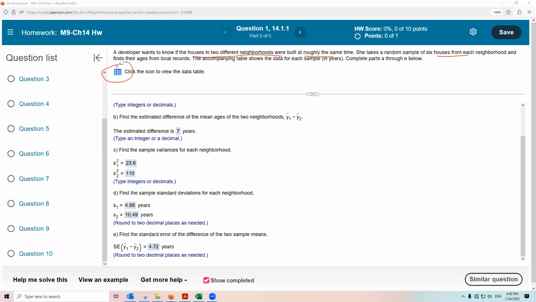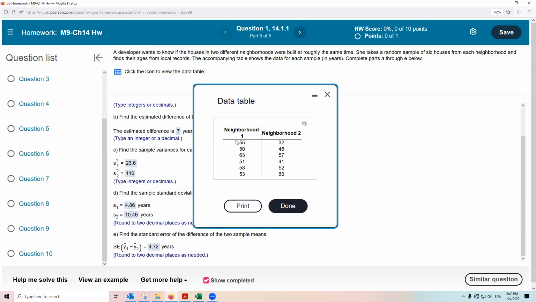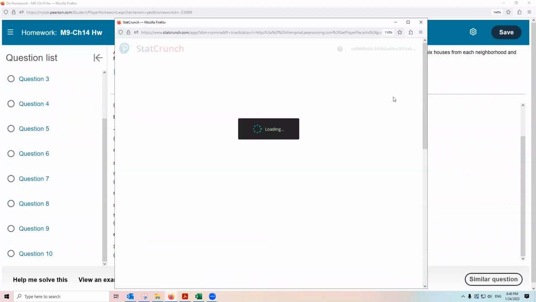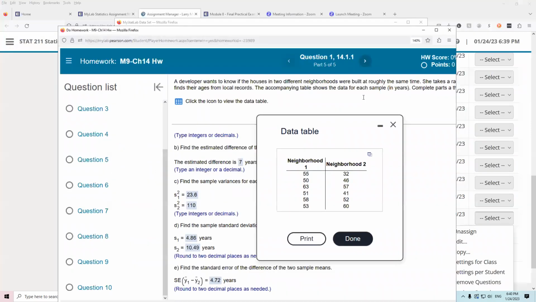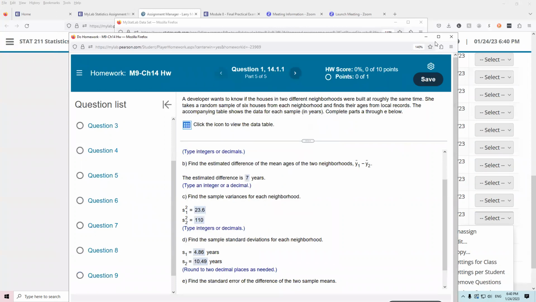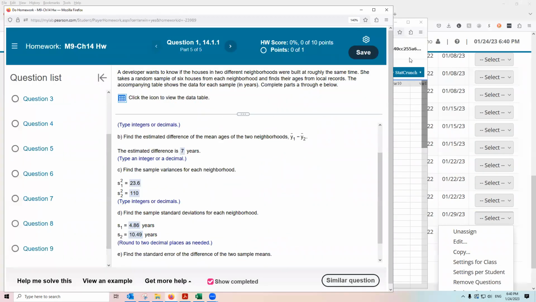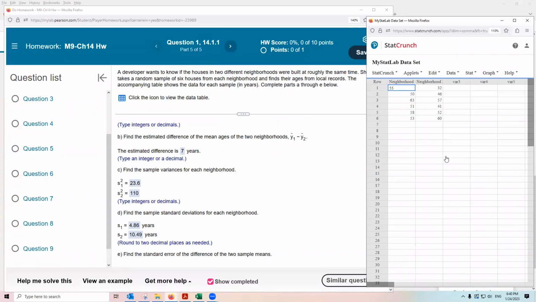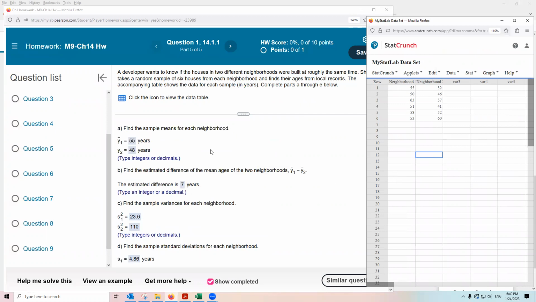So let's open up the data set here. All right, so here is neighborhood 1, neighborhood 2. I'm going to open this in StatCrunch because then we can get started with some analysis. All right, so here's the data set. And let's see what the first thing they want to ask is, what's the sample means? Well, really, they're asking me to just find the mean of column A here and the mean of column B. It's neighborhood 1, neighborhood 2.